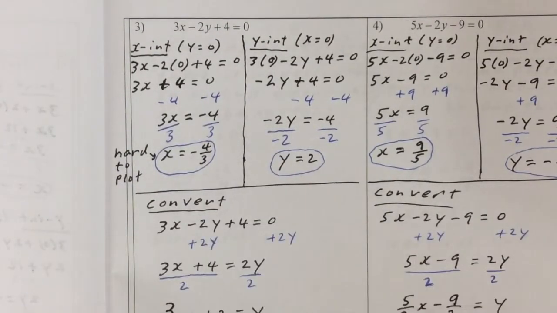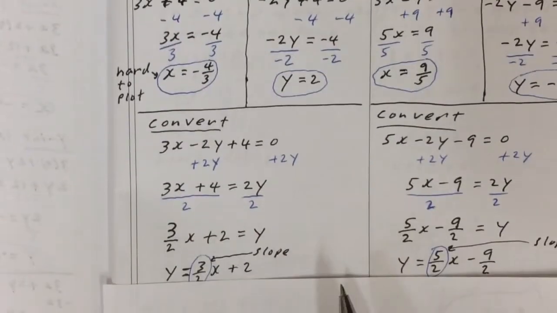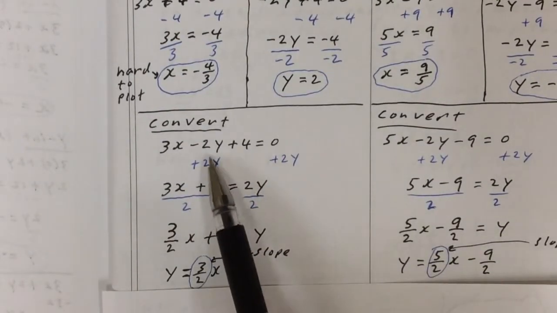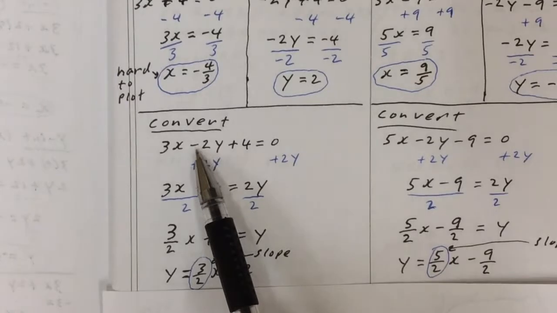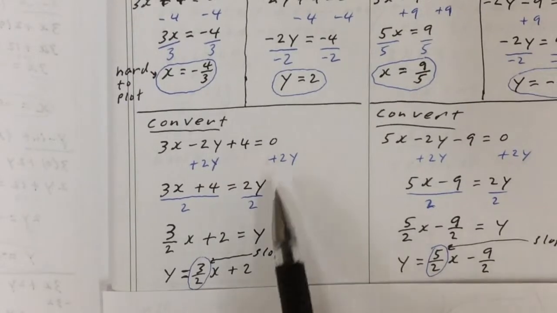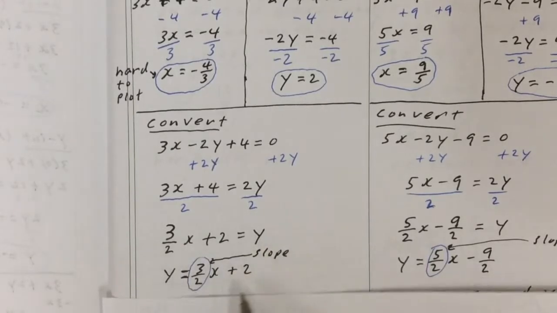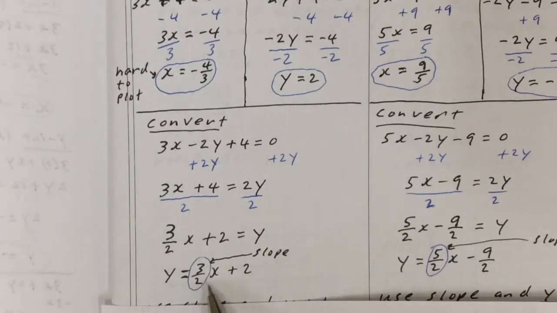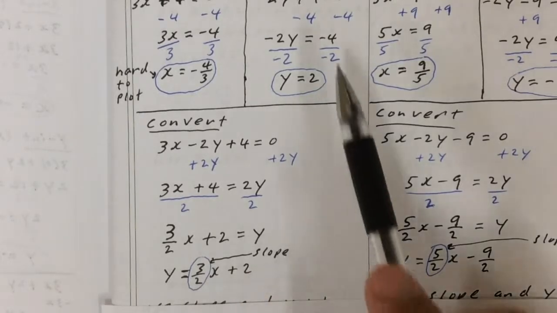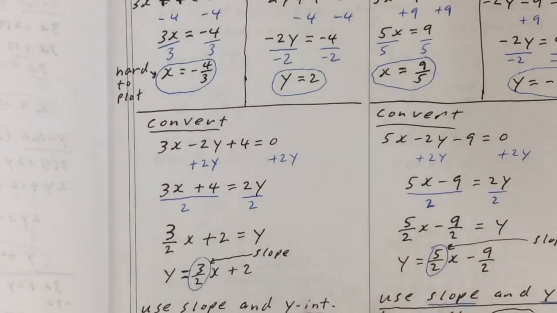So we're going to convert it to slope-intercept form. This time I'm going to add 2y to both sides because it's negative in front of the 2y, so I'm going to keep it positive. Add 2y to both sides. You've now got this, and you can divide both sides by 2. When you do that, you get y equals 3/2 x plus 2. Writing it this way, we can see the slope. The y-intercept is 2 as we've calculated.